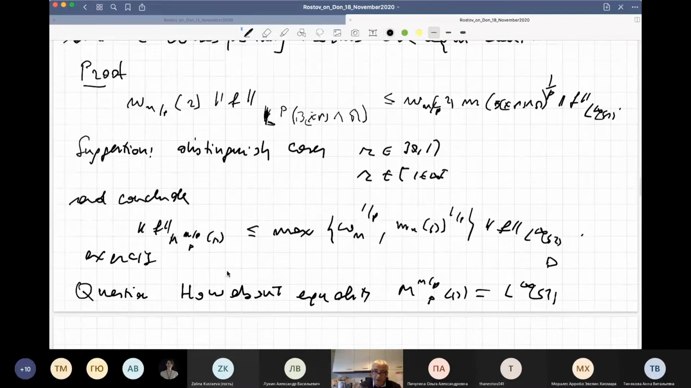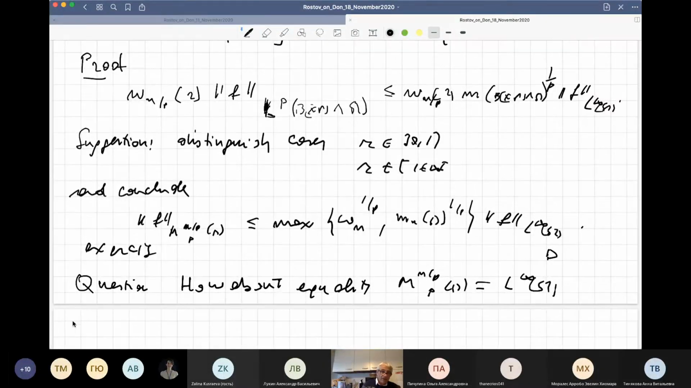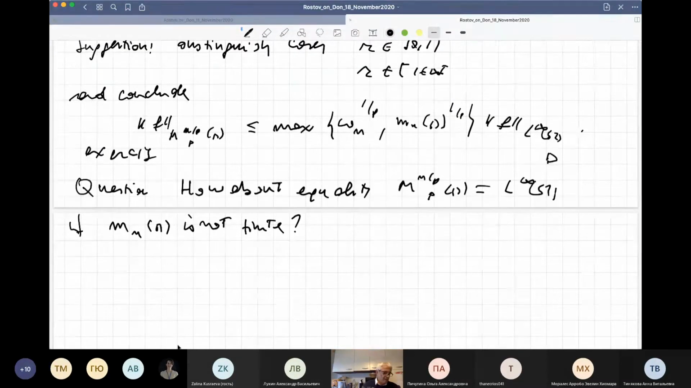And how about if the volume is not finite? Pretty natural question, right? And here there's something nice. Assume for a moment that we have the equality.